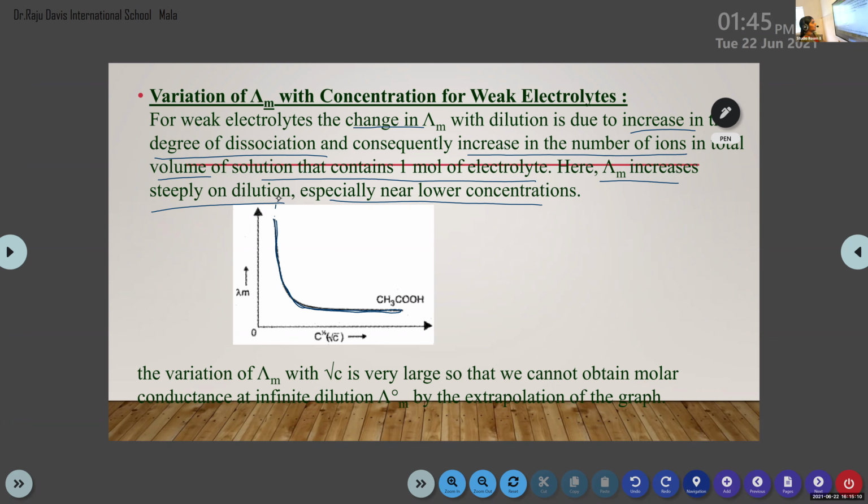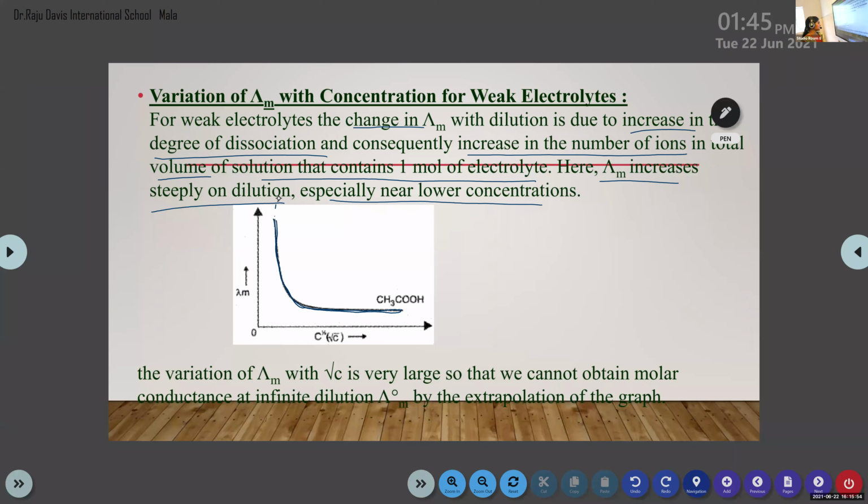Variation of molar conductivity with the concentration for the weak electrolytes. Here you have to note this point: due to the degree of dissociation, with the decrease in concentration, an increase in molar conductivity occurs. Degree of dissociation is the factor, and due to this increase in degree of dissociation, more ions are produced. The amount of cations and anions will increase in the total volume of solution that contains 1 mole of electrolyte. So here the molar conductivity increases steeply on dilution. That means at lower concentration, the molar conductivity will increase.